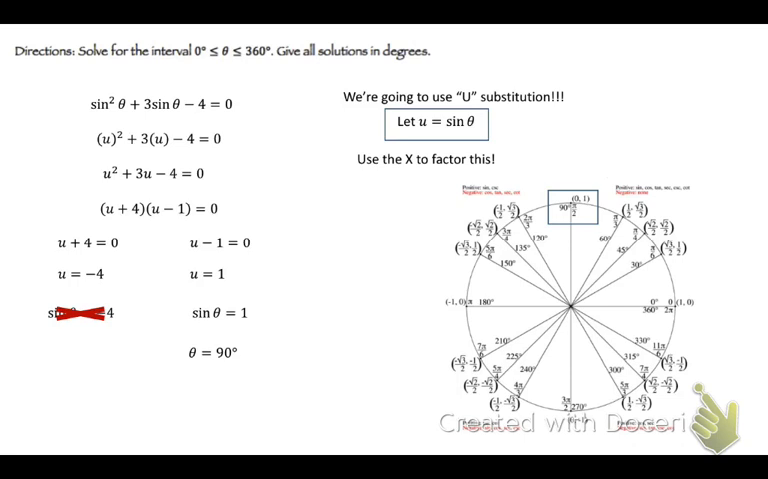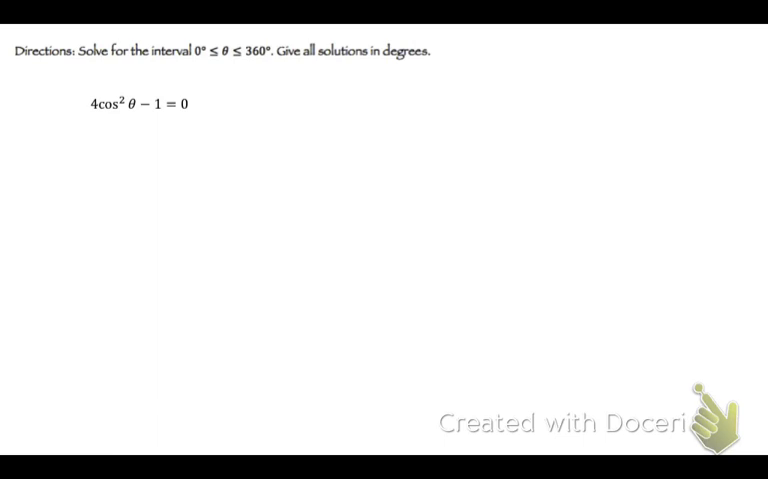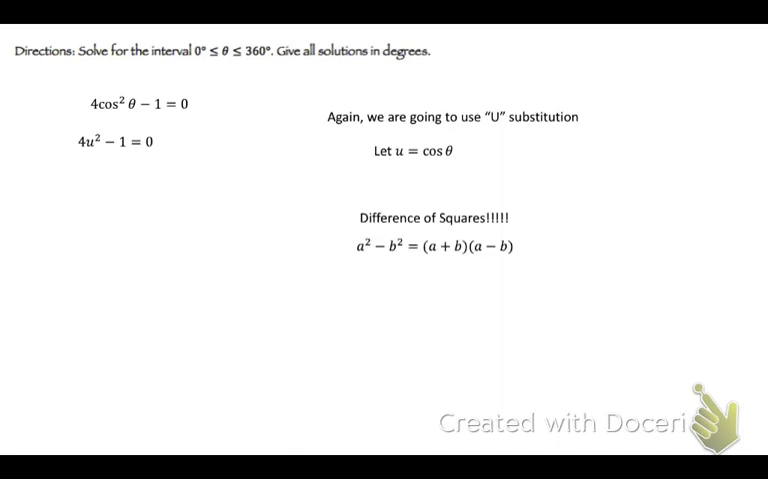Okay? Now let's look at this one. Again, we're going to use u substitution. So we're going to let u equal the cosine of theta. So that's 4u squared minus 1 equals 0. Now 4u squared is a perfect square. 1 is a perfect square. So we're going to use the difference of squares. And if you don't remember that, this is what it is. a squared minus b squared equals a plus b and a minus b.